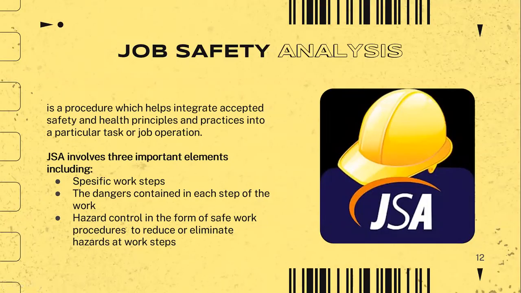Job safety analysis is a procedure which helps integrate accepted safety and health principles and practice into a particular task or job operation. JSA involves three important elements including first, specific work steps. Second, the dangers contained in each step of the work. Third, hazard control in the form of safe work procedures to reduce or eliminate hazards at work steps.